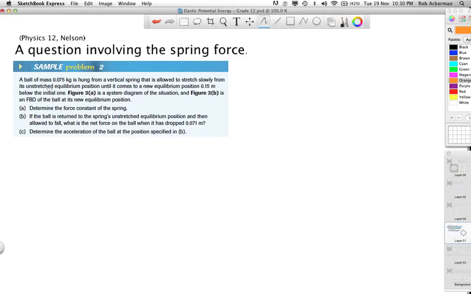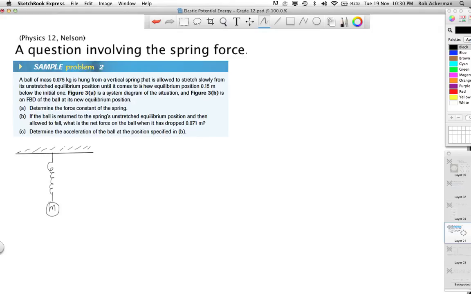Anyway, getting back, we have a vertically mounted spring, so let me start drawing this. Here's the ceiling, and here we often show that with these little tick marks. So we have a spring which is hanging, and we're going to attach a ball of a certain mass, like this. 0.075 kilograms is its mass. Now, this is important here.